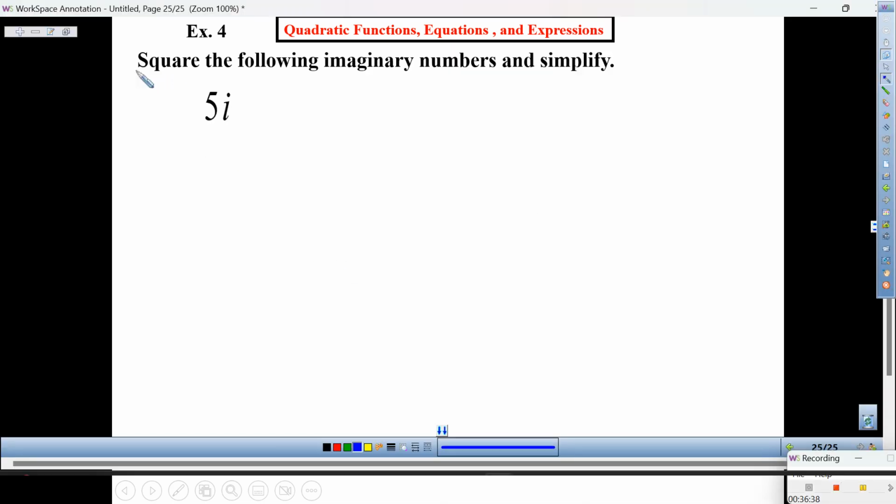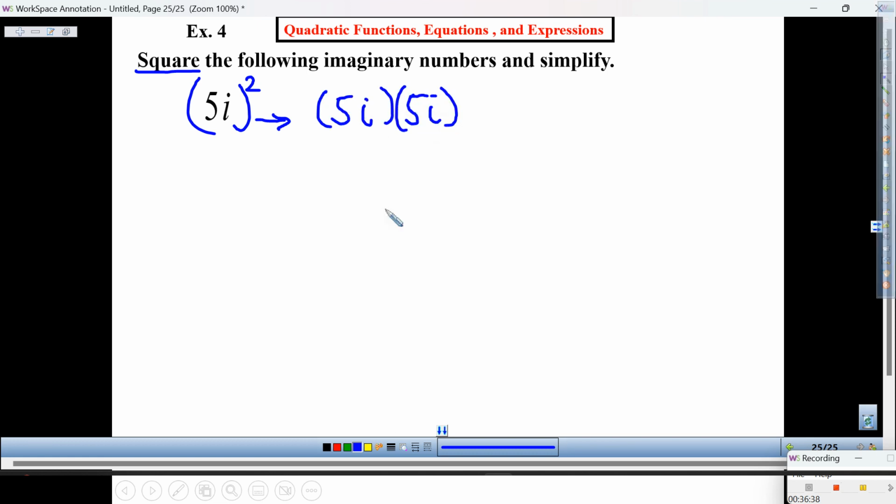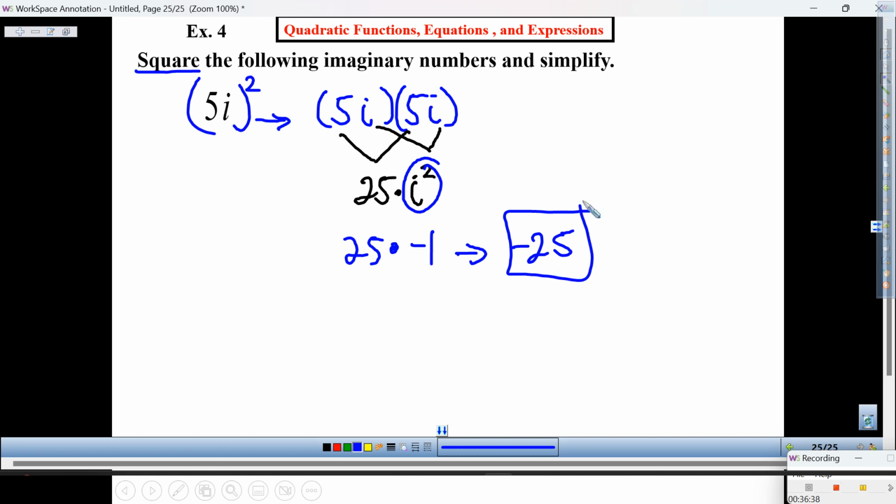So here we go. It says to square them. What does that mean? You put that in a parentheses, squared. Let's go through the process. That means 5i times 5i. All right, let's do numbers with numbers, variables times variables. What is 5 times 5? 25 times, what is i times i? i squared. Are we done? No. What do we substitute for i squared, everyone? Negative 1 times 25, so that gives us negative 25. Let's go. One more.